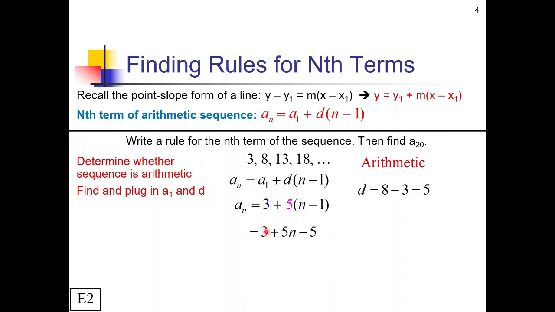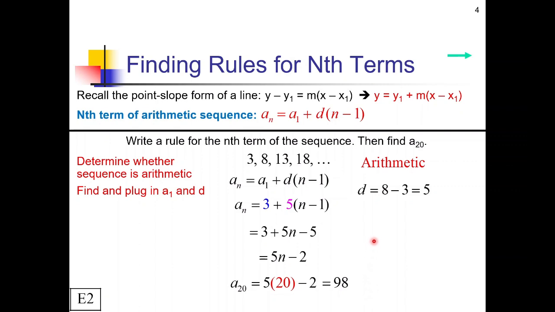And then if we combine the 3 and the negative 5, we can write 5n minus 2 for our final simplified a sub n formula. Now, if we do want to actually use this to find the 20th term, then we would just be plugging 20 in for this n value. So 5 times 20 would be 100, minus 2 would give us 98.